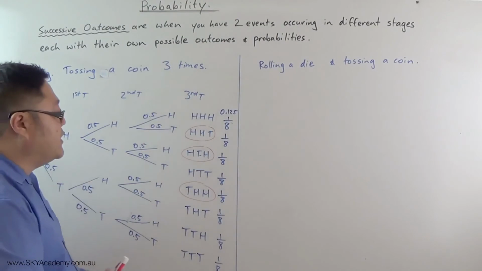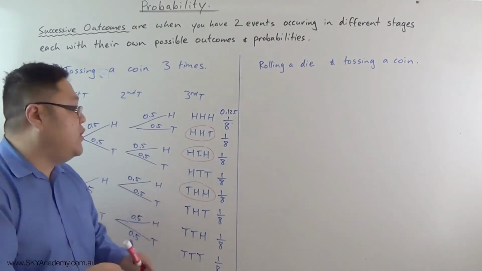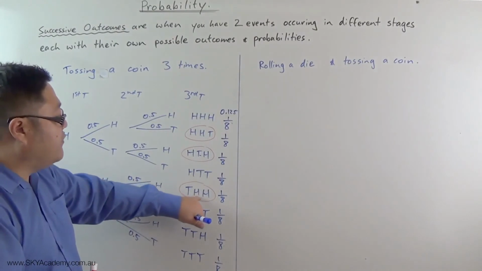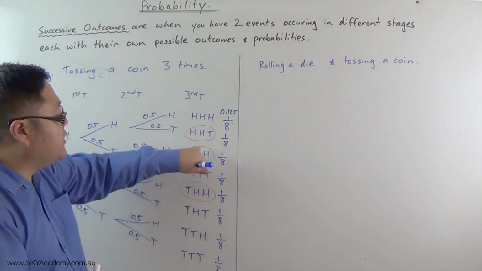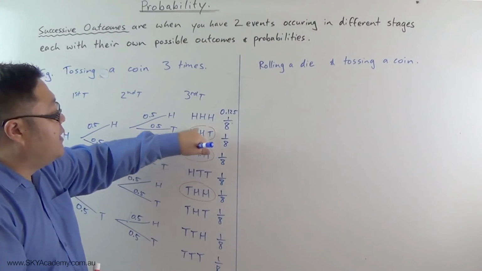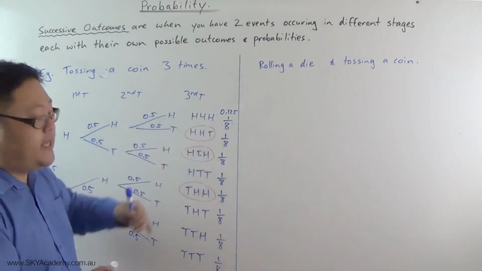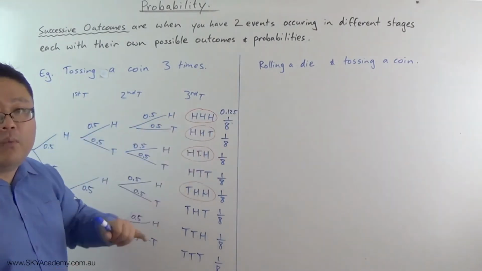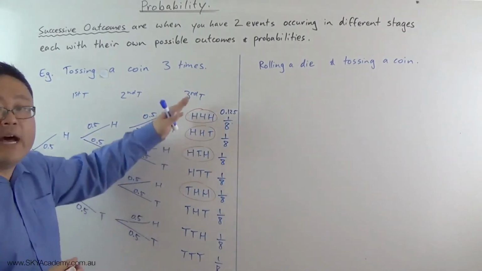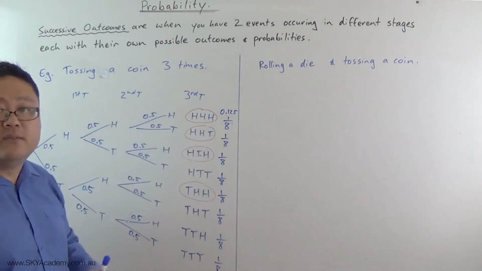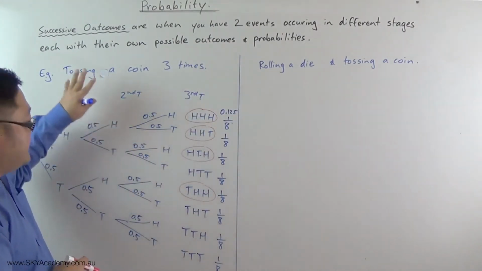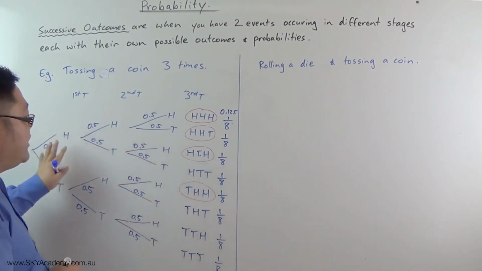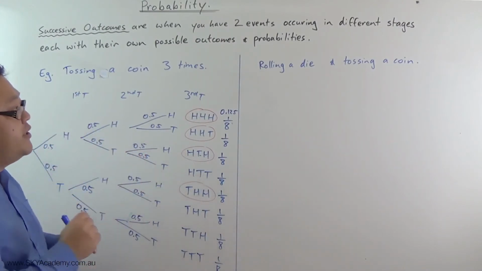Sometimes you might be given questions like, what is the probability that you have at least 2 heads? In which case, you've got this one where you've got 2 heads, this one where you've got 2 heads, this one where you've got 2 heads, and this one where you've got more than 2 heads. In which case, what you can do is add 1 more 1/8, and you end up with 4/8, which is 1/2. So these are the type of questions that you might get, all right? So you need to be good at drawing tree diagrams.